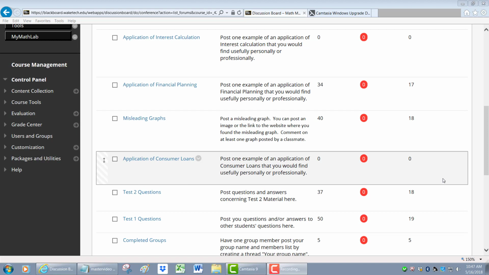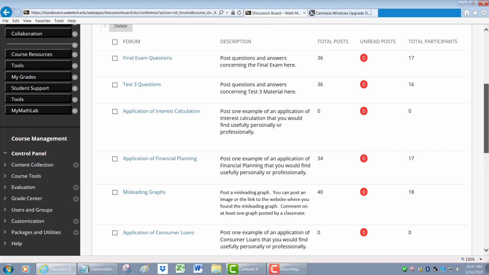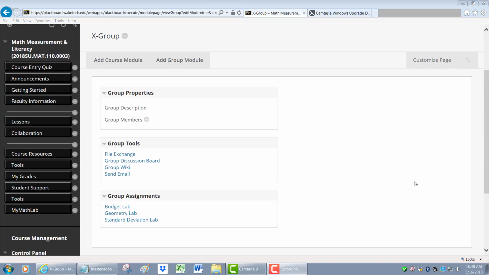During the course of the semester, there are a number of discussion board forums. There are places for them to ask questions about the various tests and to discuss some of the applications that we study during the class. And in addition to the class discussion board, students are members of groups. The groups have a group page, they have a file exchange, a discussion board, they have group wikis, and they can send emails. They also have group assignments, which they do together using their group pages.